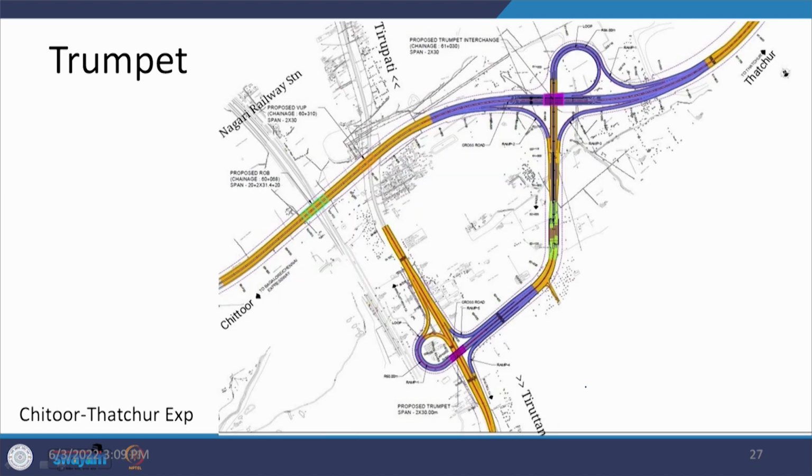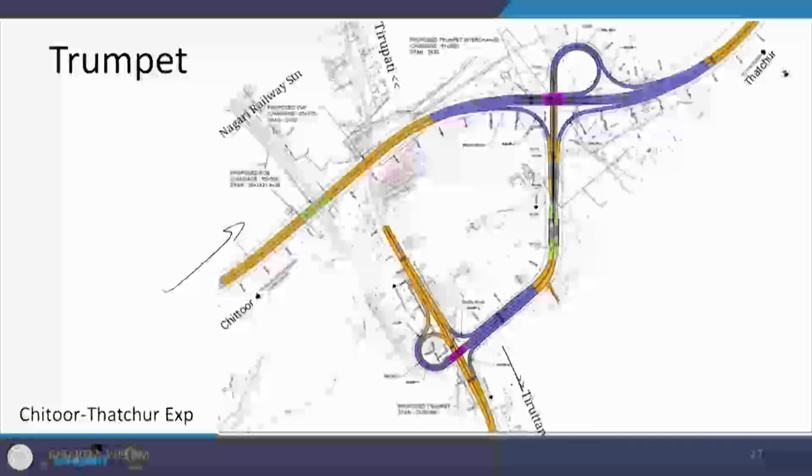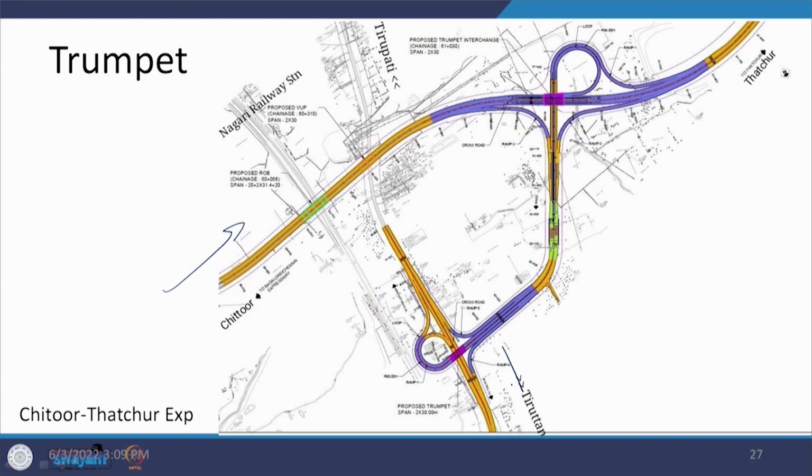As you can see here, this is a trumpet and there are two trumpets being provided. So, there is one main highway here and there is another main highway here. This is Tirupati and Tiruttani and Chittoor and Tachur area. So, these two are being connected. Instead of providing connectivity at this point, the connectivities have been done a bit away from this crossing location, and that has resulted in a double trumpet.